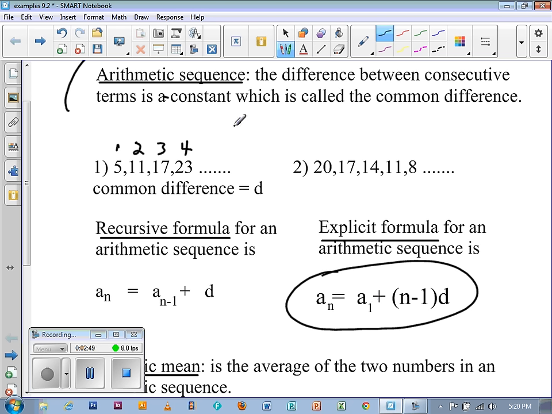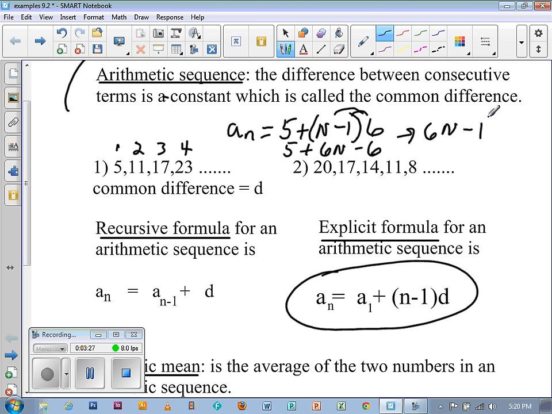In number 1, we would say a sub n equals our first term, which is 5, plus n is the term that we're on, so that stays as a variable, and minus 1, times your common difference, which is, in this case, 6. That would be your explicit formula. If you simplify this algebraically, you would end up with 5 plus 6n minus 6. That's the distributive property. And then last but not least, you would put your like terms together, so you end up with 6n minus 1. That would be the simplified version of your explicit formula.